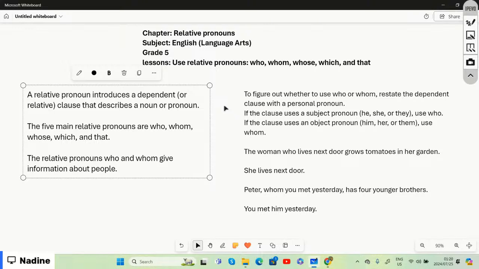So when it comes to relative pronouns, we see that the relative pronoun introduces a dependent or relative clause that describes a noun or a pronoun, and the pronoun takes the place of a noun. It is words like he, she, they.